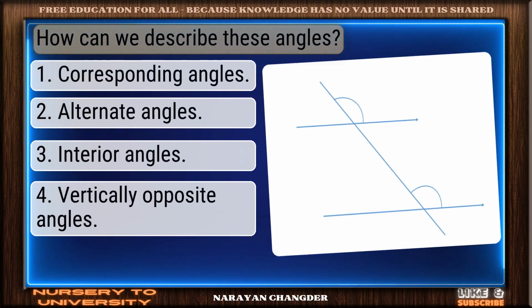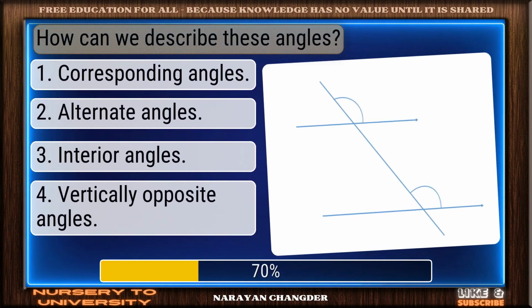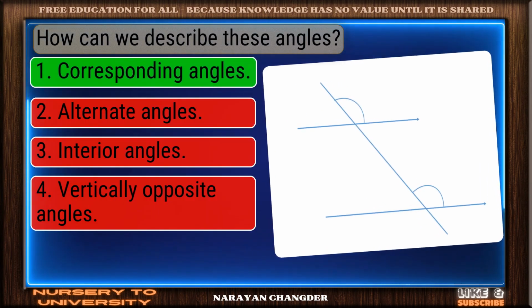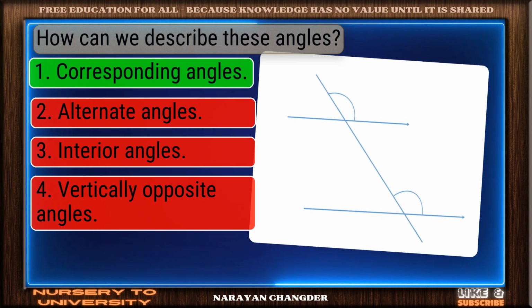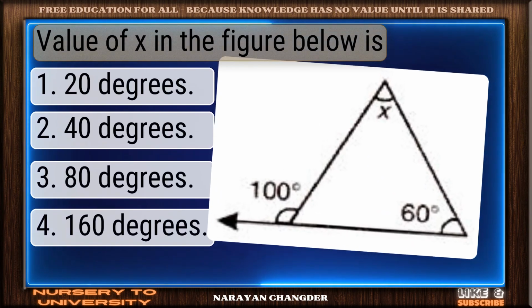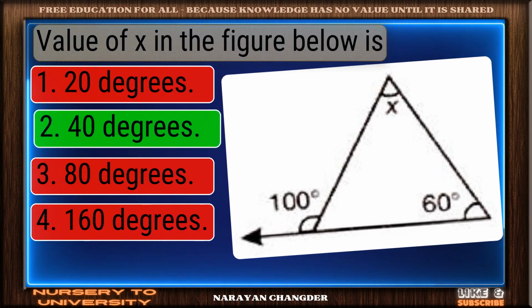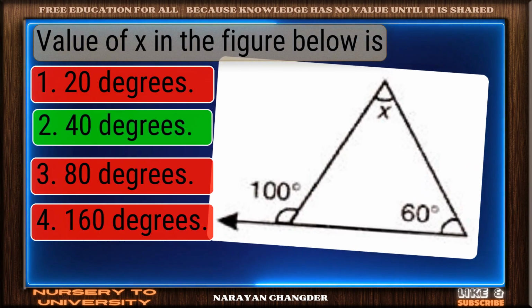Question number 24. How can we describe these angles? Smart move. Corresponding angles is an accurate answer. Question number 25. The value of x in the figure below is... Well picked. 40 degrees is the correct answer.